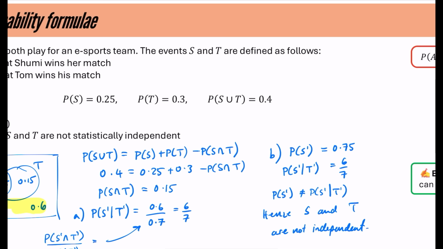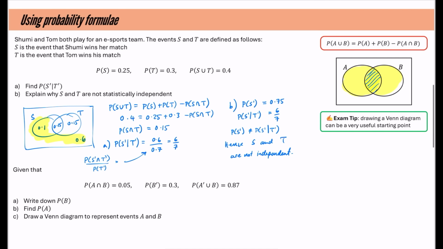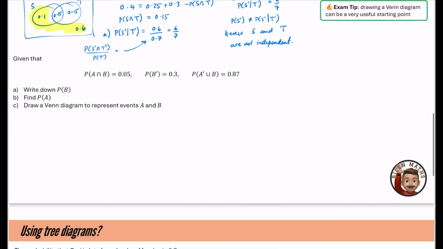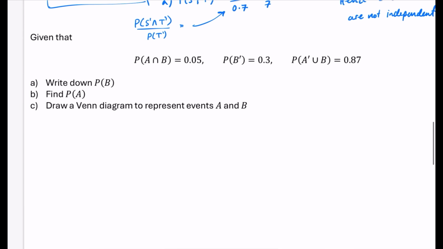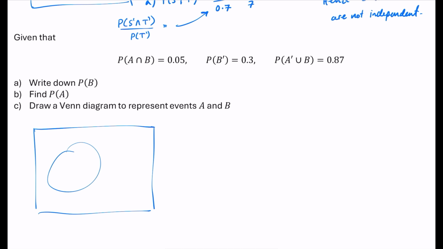You could have done it with S and T. You can also do it with not S and not T. That's perfectly acceptable here. Now, this second one, this exam tip of drawing a Venn diagram is going to be very, very helpful because trying to use the formula with this is possible, but I think it's a lot more challenging. I do actually think a Venn diagram is such a perfect tool to help us think about what's going on. So let's begin.